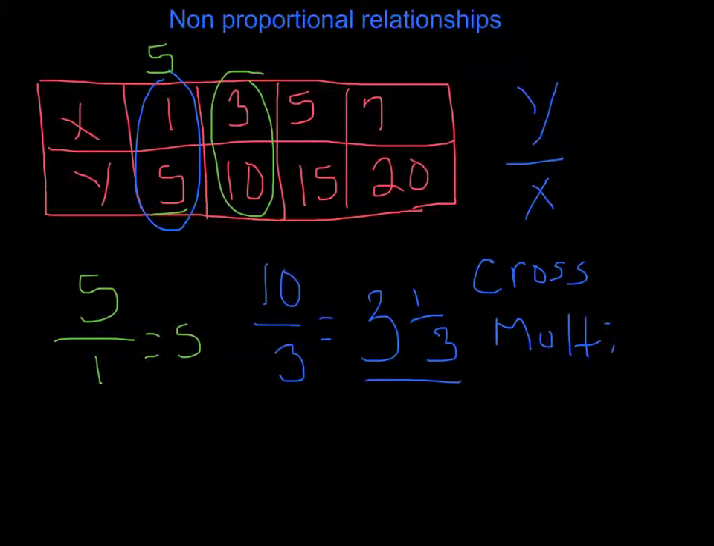So 5 and 3 and 1/3 are two completely different numbers. So we can tell from this that this is not going to be a proportional relationship.